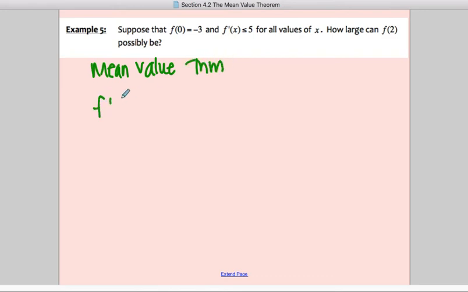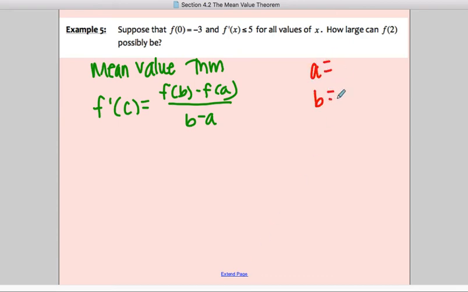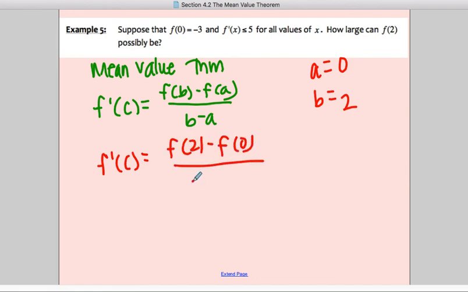So that is f prime of c equals f of b minus f of a all over b minus a. So we're going to have our derivative, okay, and then we have to have 2 points on our closed interval. So what would our interval be? What would our a be and what would our b be? Well, we got 0s and 2s, so a will be 0 and b will be 2. Okay, so let's plug it in. We have our derivative at c will be f of 2 minus f of 0 all over 2 minus 0.